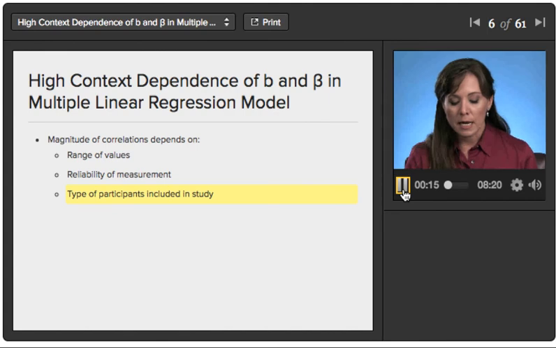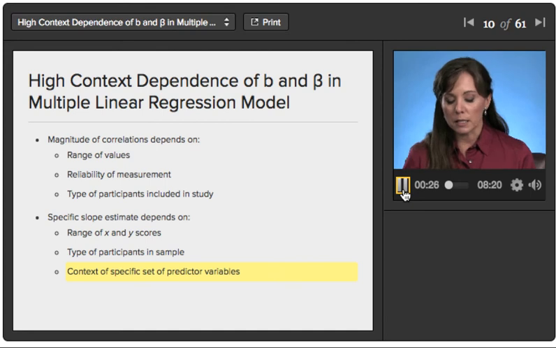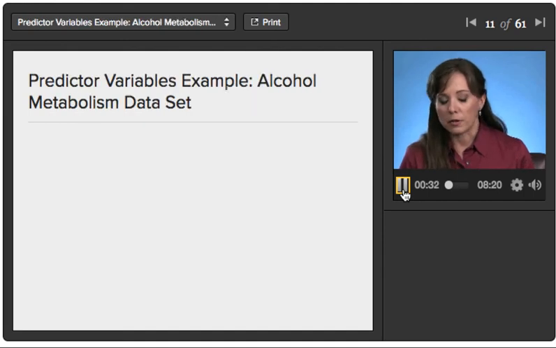in the study. And a specific slope estimate depends on the particular range of the X and Y scores, the type of participants in the sample, and within the context of the specific set of predictor variables. And it's this last one that I really wanted to talk about. Let's give an example of this.